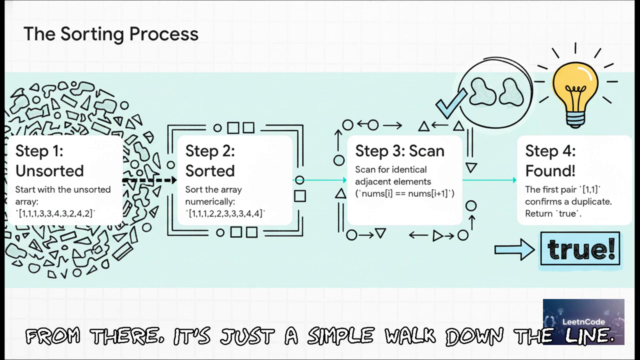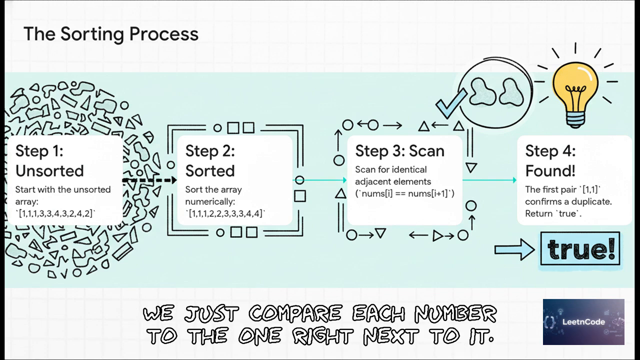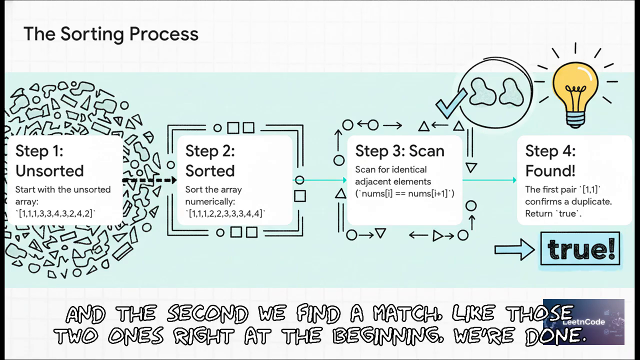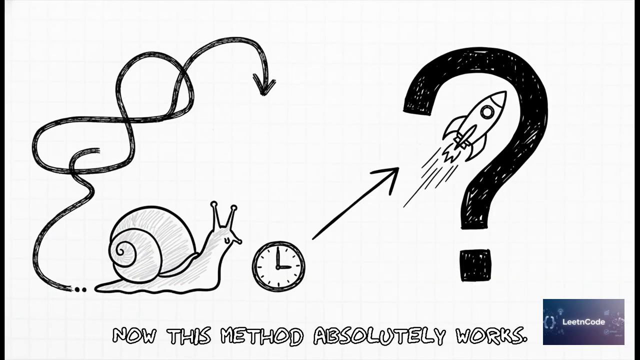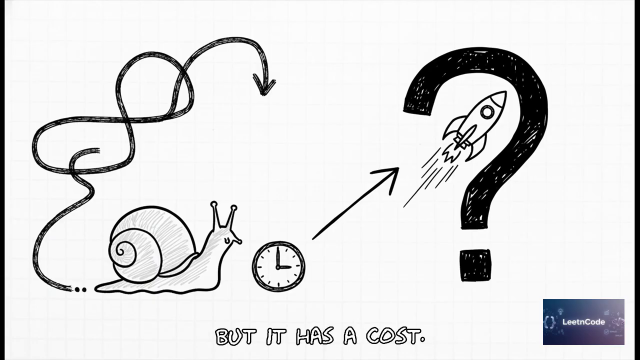From there, it's just a simple walk down the line. We just compare each number to the one right next to it. And the second we find a match, like those two ones right at the beginning, we're done. We found our duplicate, and we can immediately return true. Now, this method absolutely works. It gets the job done, but it has a cost.